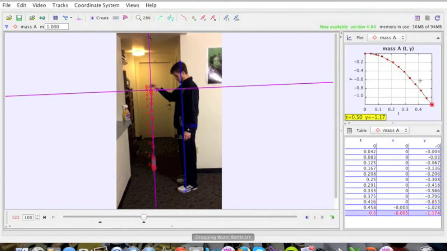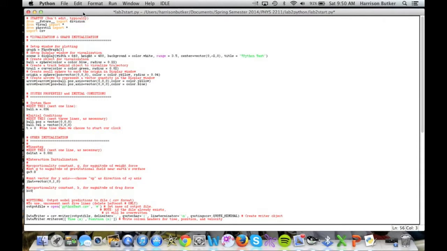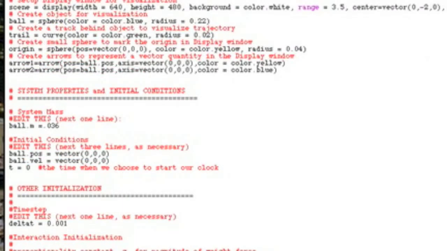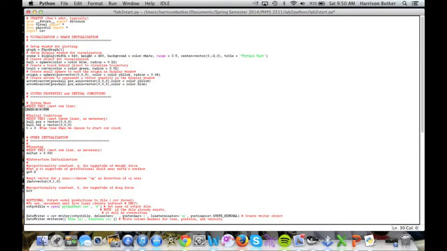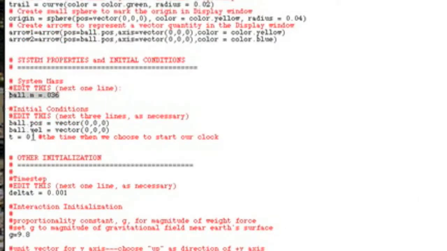Here is what the position versus time graph of the experimental model looks like. We now go on to use our Python software to look at the computational model based off Newton's second law of the falling Powerade bottle with and without drag force. The first piece of data I entered into the Lab2 starter program was the mass of the empty Powerade bottle, which was 0.036 kilograms. I then made sure the initial velocity of the ball was 0, since it was being dropped from my hand.